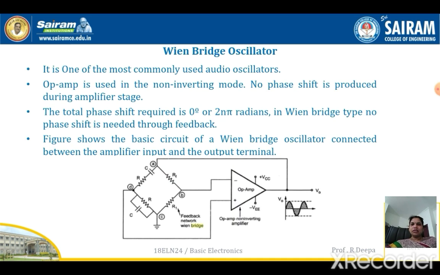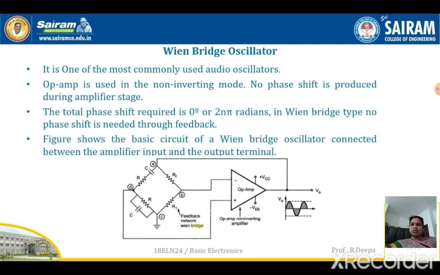The Wien bridge oscillator is one of the most commonly used audio oscillators, and you will be using an operational amplifier here, which is operated in non-inverting mode. Thereby, there will not be any phase shift produced during the amplifier stage. The total phase shift required as per the Barkhausen criterion is 2 pi radians, and this is possible as the input is connected to the non-inverting input terminal of the op-amp, and the feedback network also will not produce any phase shift. Thereby, the total phase shift is 0 degrees.